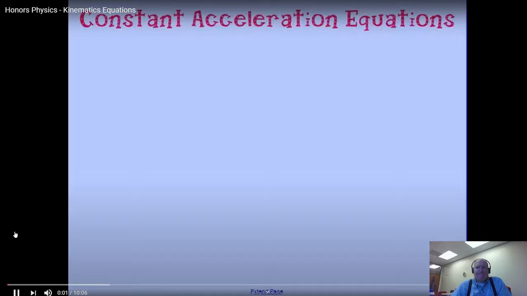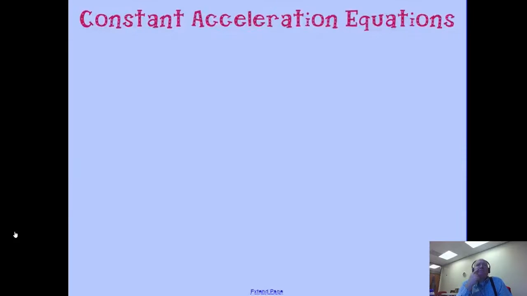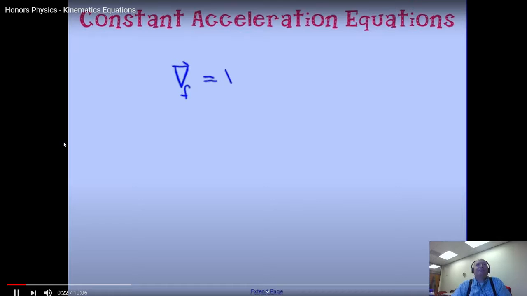In this video, we're going to learn about 4 of the most important equations we'll learn all year. These are 4 equations that work when you have a constant acceleration, and you'll find them on your equation sheet. We'll start out with the first equation. The first equation tells us that the final velocity is equal to the initial velocity plus the acceleration times the time.